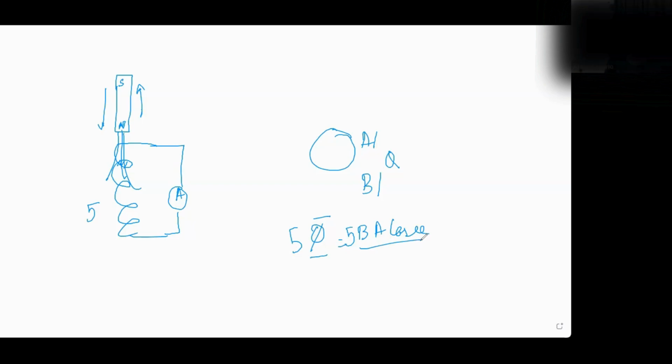When I'm moving the magnet, what is going to change out of this? Is A going to change, B going to change, or theta going to change? When I'm moving the magnet up and down, A will remain constant. Theta also will remain constant, right? Then what is going to change? B will be changing. So what happens due to this changing B?